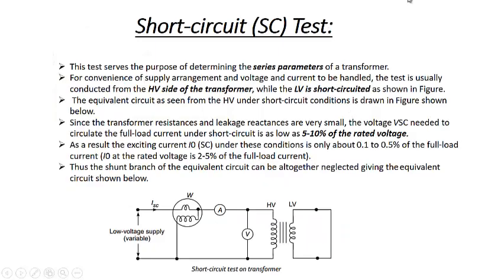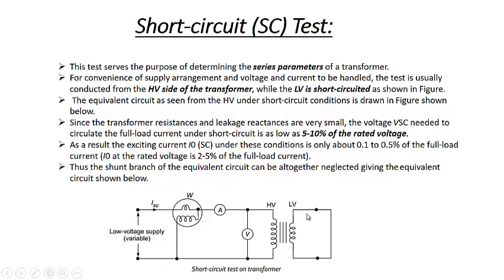Now coming to the short circuit test, as the name suggests, we short circuit the secondary of the transformer. This test serves the purpose of determining the series parameters of the transformer. For convenience of the supply arrangement and the voltage and current to be handled, the test is usually conducted from the high voltage side of the transformer, while the low voltage side is short circuited.